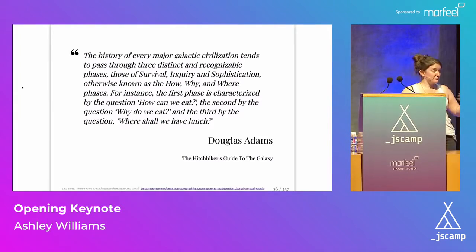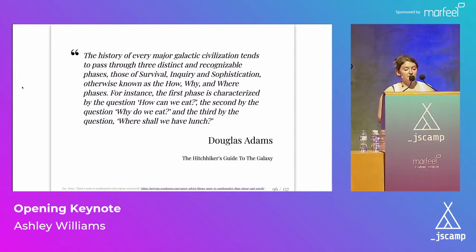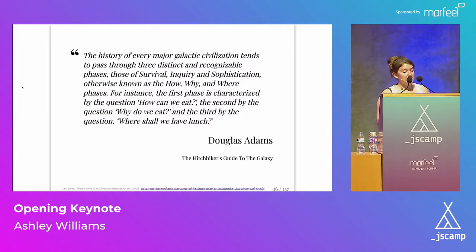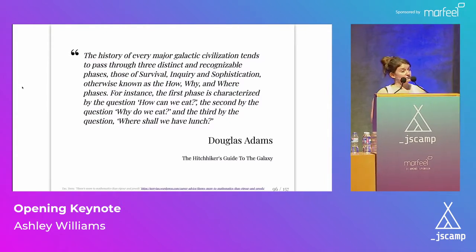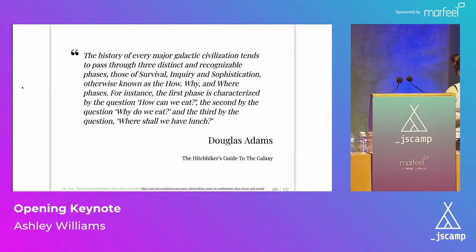So to kind of throw something out of midair, Douglas Adams, the author of The Hitchhiker's Guide to the Galaxy, says, "The history of every major galactic civilization tends to pass through 3 distinct and recognizable phases, those of survival, inquiry, and sophistication, otherwise known as the how, why, and where phases. For instance, the first phase is characterized by the question, how can we eat? The second by the question, why do we eat? And third by the question, where shall we have lunch?"